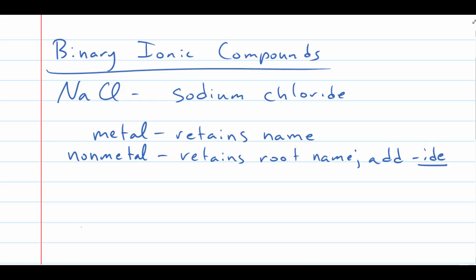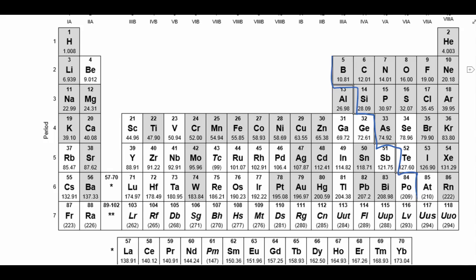Now the root name is typically the first 1 or 2 syllables of the element's name. So if we look at something like sulfur, the root name of sulfur is sulf. And so if it's an ionic compound, we call it sulfide. If we find oxygen in an ionic compound, its root name is ox, and then we'd call it oxide in compounds. If it's bromine, it would be brome, and in compounds we'd call it bromide. So again, it's usually the first one or two syllables. This one here we keep two syllables. This is iode. So in a compound it would be iodide.